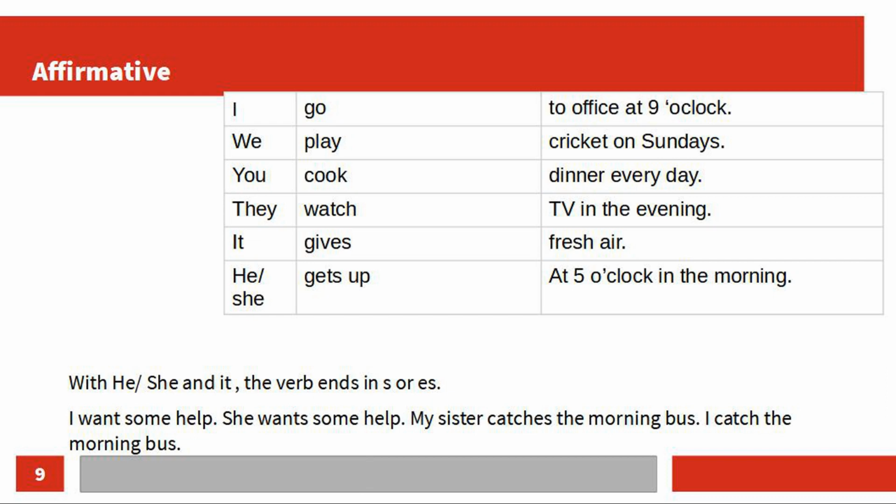The one thing to remember here is with he, she, and it, the verb ends in s or es. For example, I want some help. She wants some help. My sister catches the morning bus. I catch the morning bus.